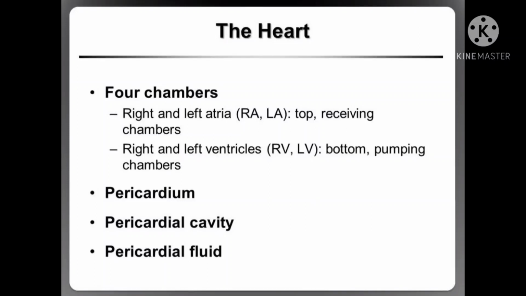The heart. There are four chambers of the heart. The right and left atria: RA stands for the right atrium and LA stands for the left atrium. These are the top receiving chambers. Then the right and left ventricles: RV means right ventricle, LV is left ventricle. These are the bottom pumping chambers. Pericardium, pericardial cavity, pericardial fluid.